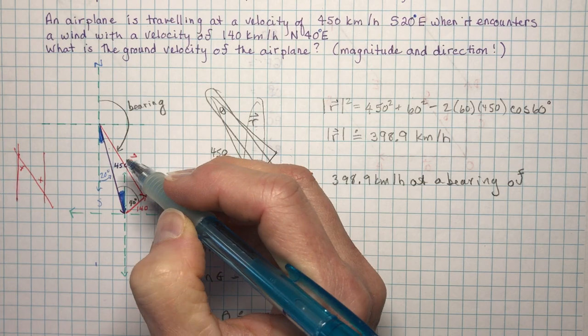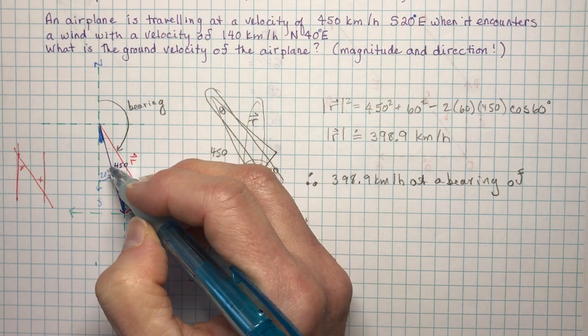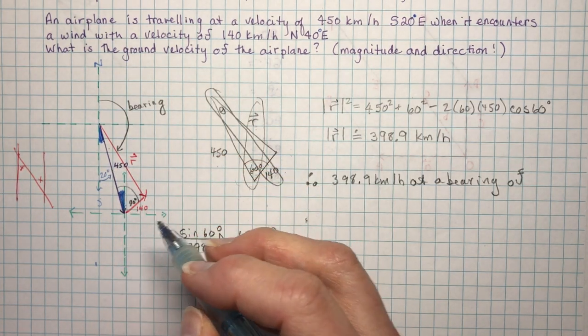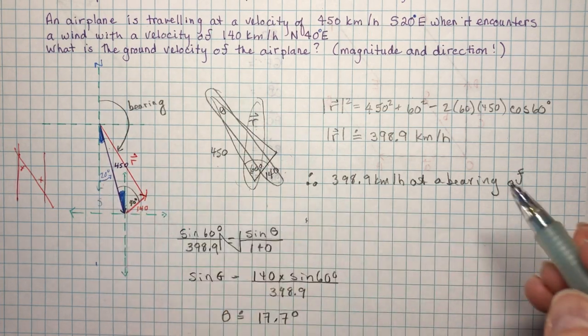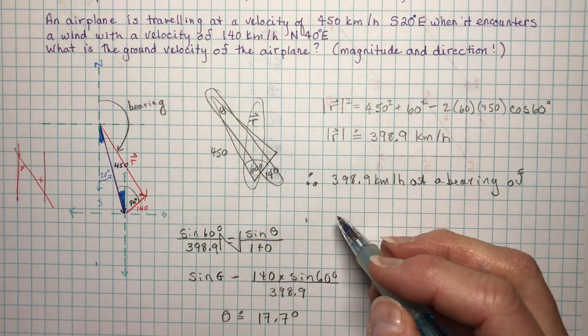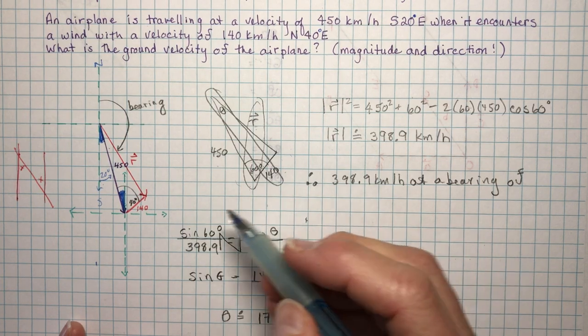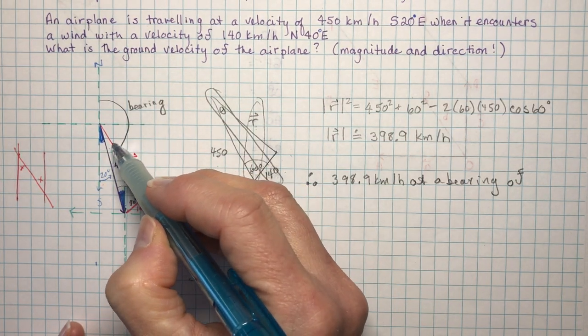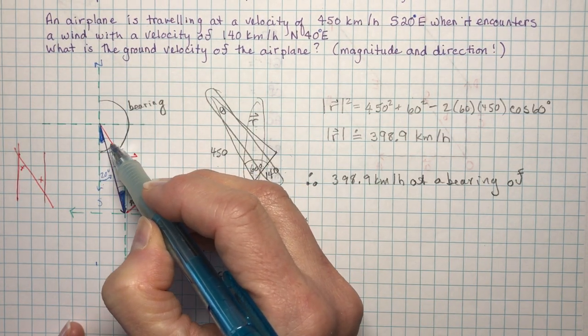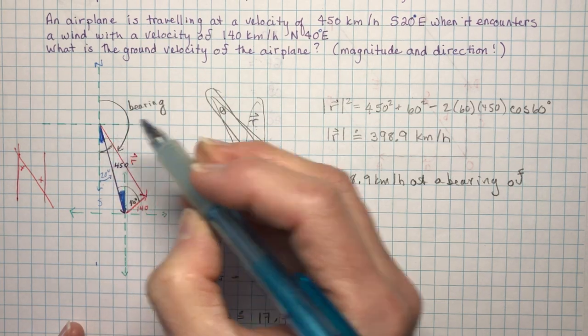So if this is 17.7, the bearing, we also know this is 20, so it's kind of messy here, but do you understand what I'm saying? So we have to know this full angle here, right? So I need 20.